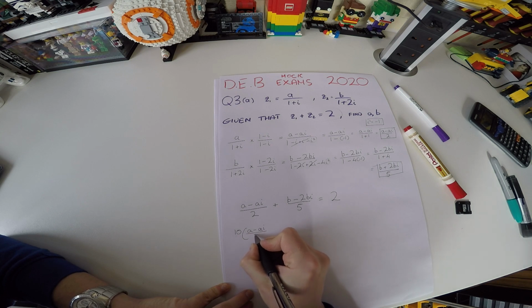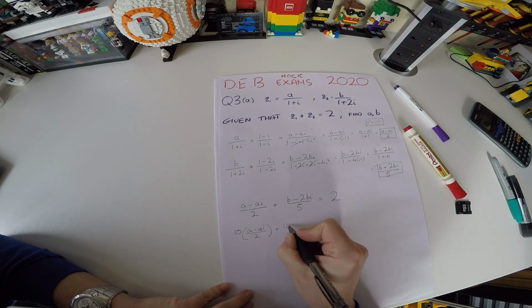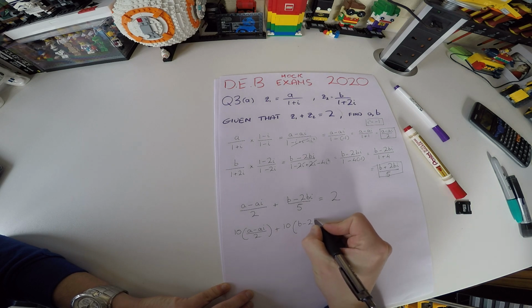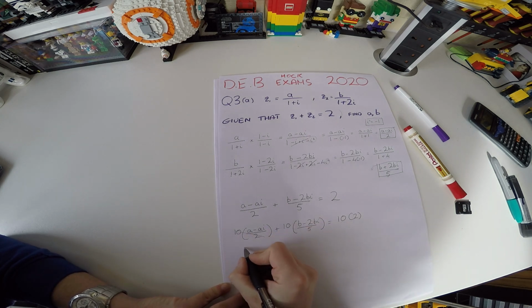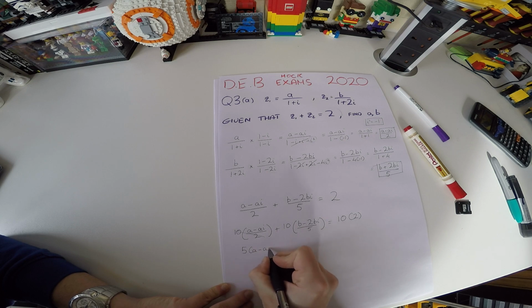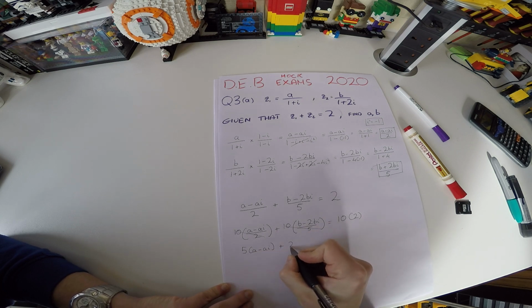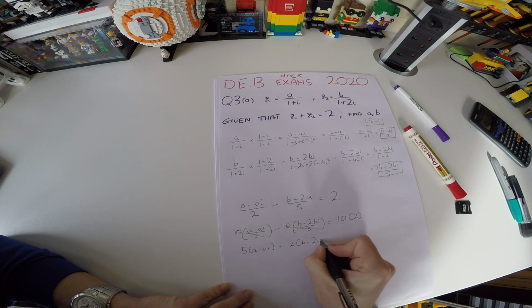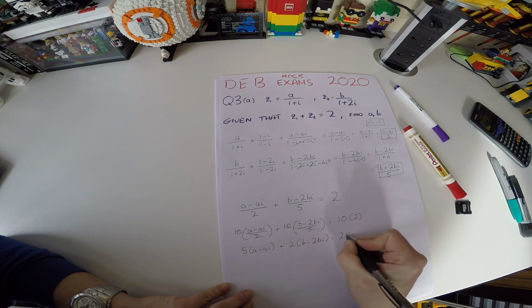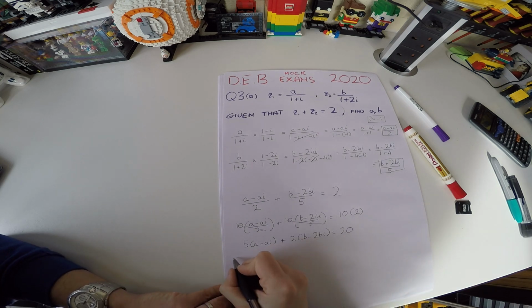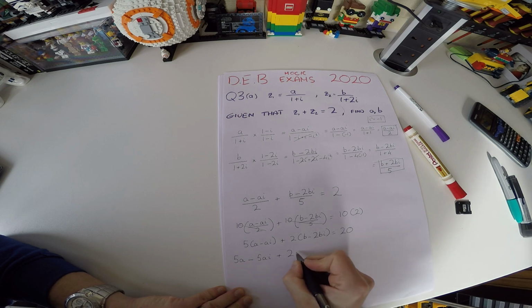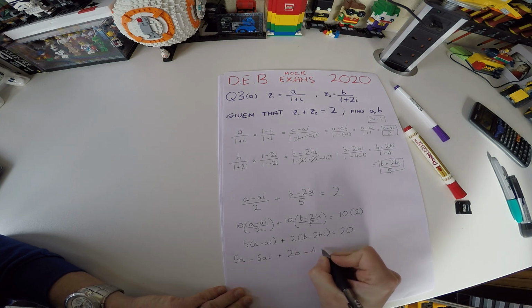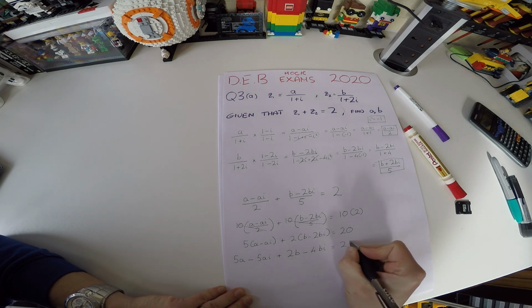So remember, in an equation I can multiply everything by the same number. So I've taken all the terms, multiplied them by 10. 10 over the 2 is going to cancel to be 5, so I'm going to get 5 times a minus ai. The 10 and the 5 is going to cancel to be 2, so I'm going to get 2 times b minus 2bi. And the 10 times 2 is going to be 20. So when we multiply these in, we get 5a minus 5ai plus 2b minus 4bi equals 20.